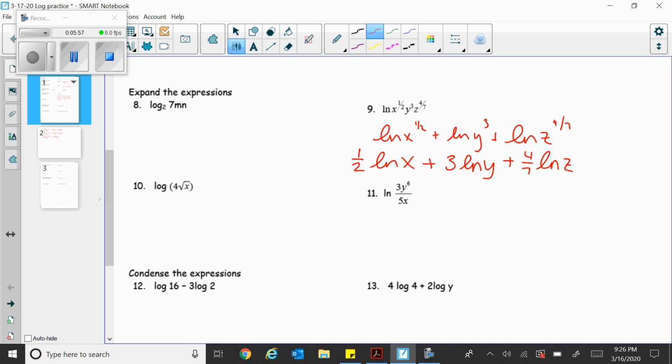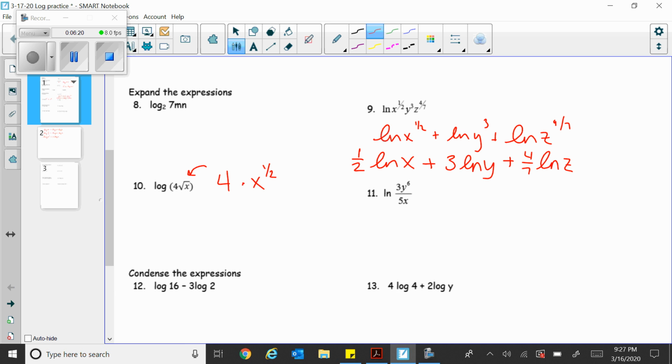Just be careful on number 10. The square root right here is the same thing as 4 times x to the 1/2 power. Remember, we talked about that in class, that the square root of x is the same thing as x to the 1/2 power. So just be careful on number 10.